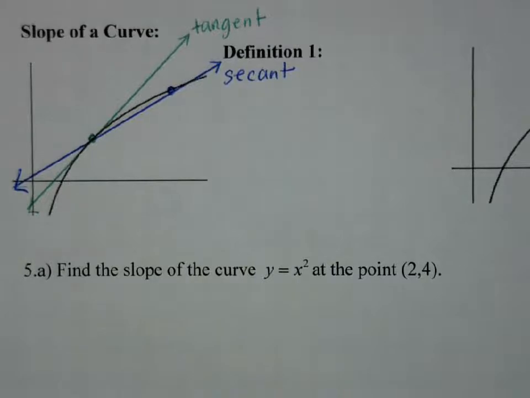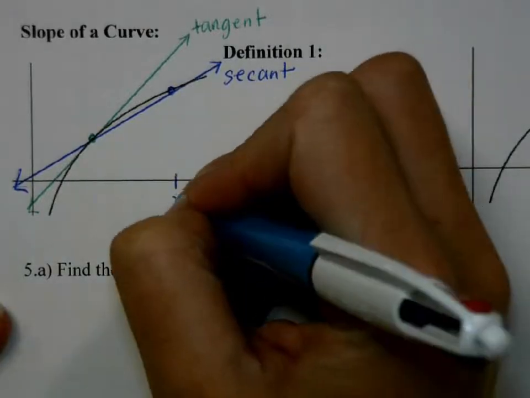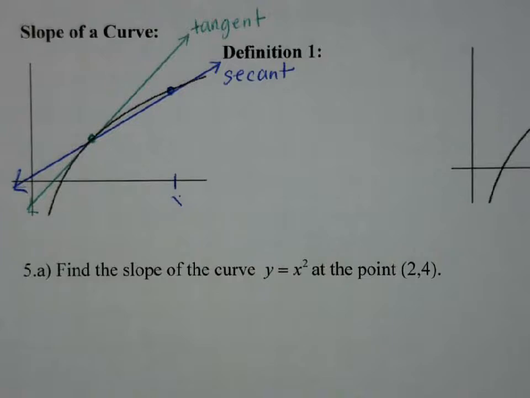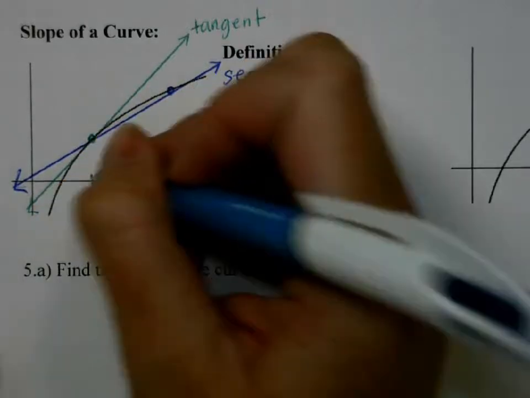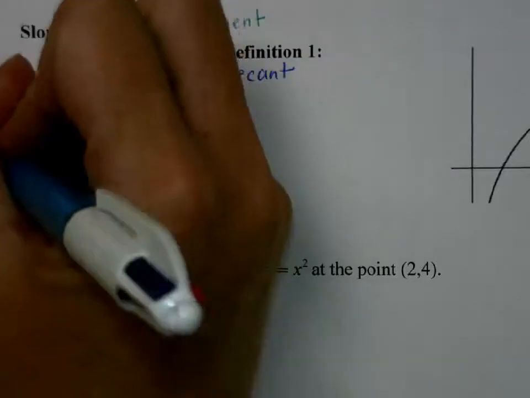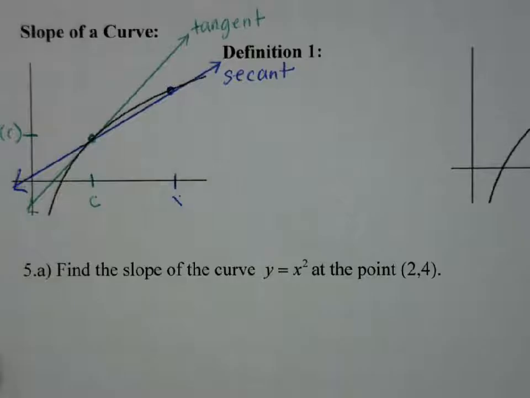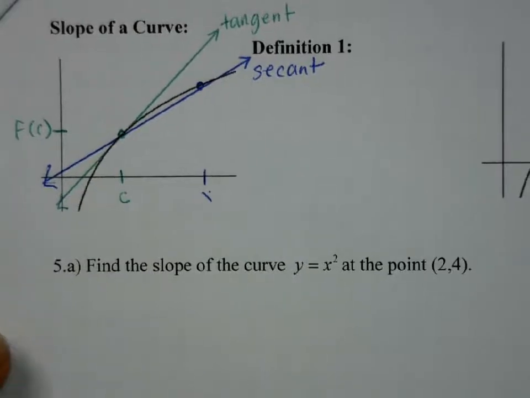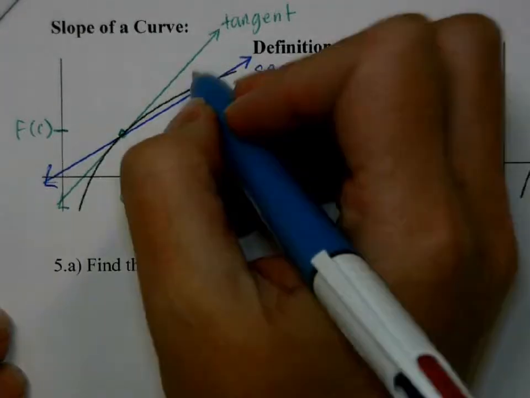So I'm going to call, let's get back here, this is going to be c, which makes this f of c. And just for our convention, I'm going to call that x, which means this is f of x.